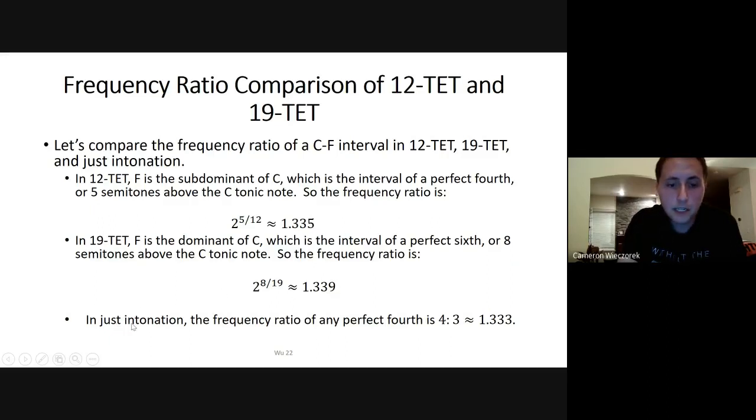And in just intonation, that was what we talked about at the beginning, where we try to get perfect whole number ratios, the frequency ratio for any perfect fourth, C to F included, is 4:3. So it's about 1.333. So all three of these you can see are relatively close to each other, but they're using different tuning systems.